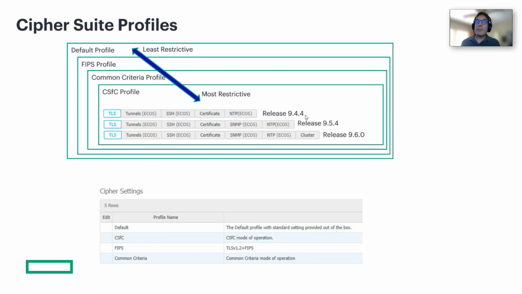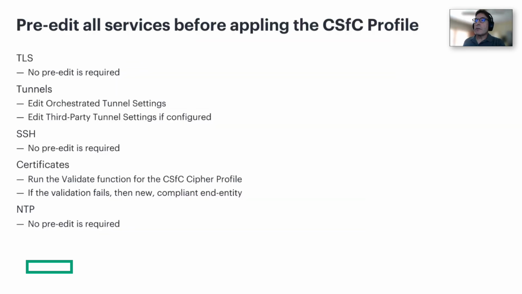And there's some difference depending on which orchestrator you're looking at. If you're looking at 9.4.4, 9.5.4, 9.6.0, 9.5 brings in SNMP, and 9.6 brings in the cluster feature. But the other thing you notice is that where you see ECOS in parentheses, this profile only applies to EdgeConnect. If it doesn't have that, it applies to both EdgeConnect and orchestrator, and that's TLS and certificates. For each service, sometimes just editing the profile or activating the profile is good enough, like SSH.